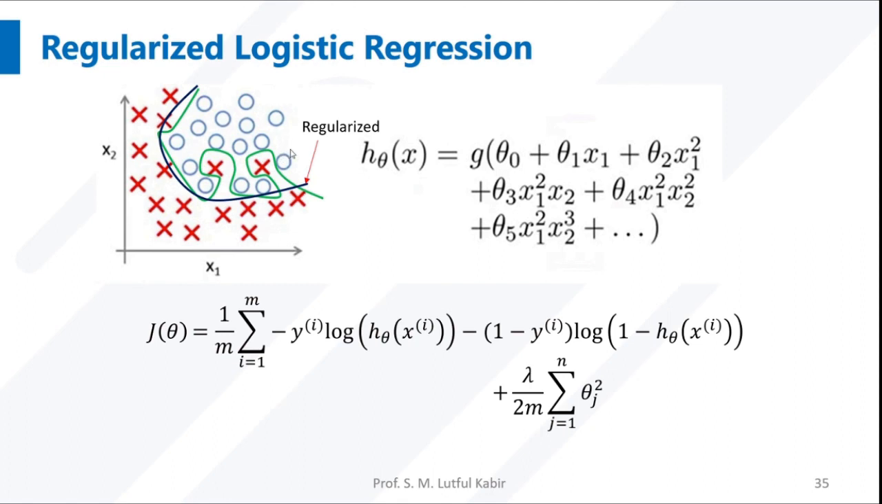The term generalized is used for the capability of the algorithm to distinguish between 0 and 1 for the unknown cases.